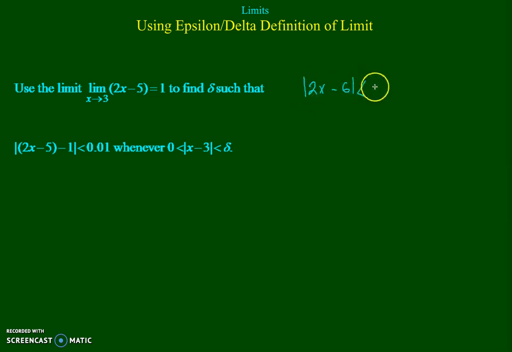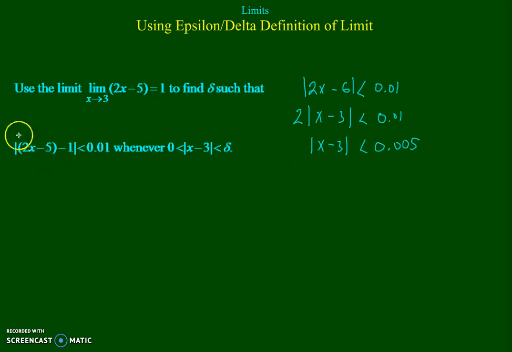is less than 0.01, and we can pull a 2 out of this. So this is 2 times the absolute value of x minus 3, which is less than 0.01, and if we divide both sides by 2, therefore the absolute value of x minus 3 is less than 0.005.